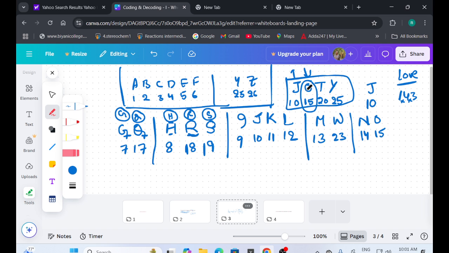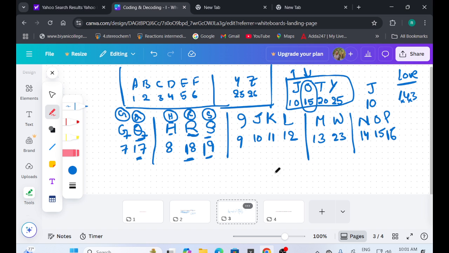Okay, I made this for that, basically. Now P looks like an inverted 6. It is 16. Q we have already discussed, it is 17. R we have already discussed, it is 18. S we have already discussed, it is 19.